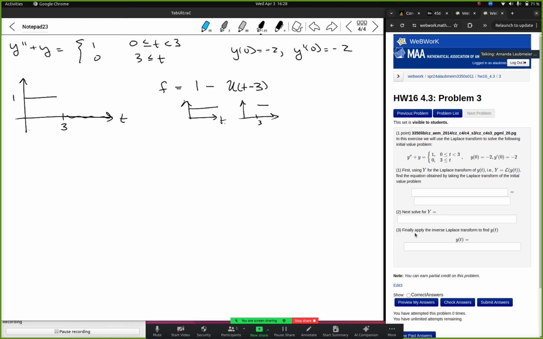So anyhow, my differential equation then is y double prime plus y equal to 1 minus u of t minus 3. So I can go ahead and take the Laplace transform of both sides to get started on solving this.